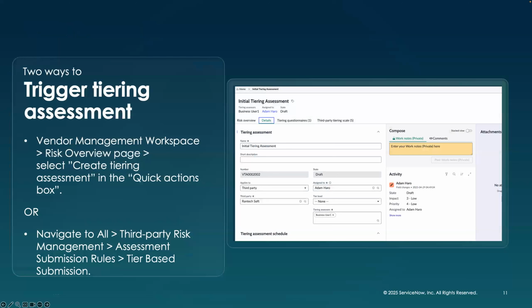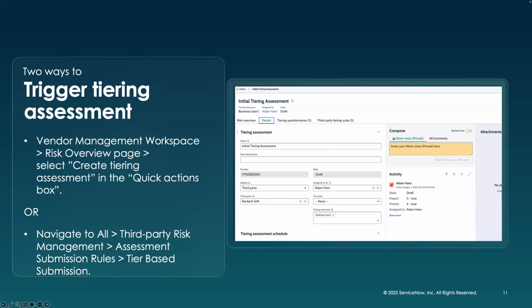All right. Now this slide illustrates two ways to initiate a tiering assessment: one from the vendor management workspace and the other from the classic UI. Though the classic UI is still supported to an extent, we highly recommend you make use of only the workspaces throughout your TPRM process.